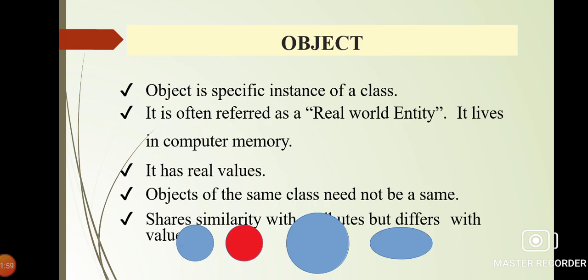So the next one is object. An object is a specific instance of a particular class. It is often referred to as a real world entity. It lives in computer memory. It has real values, and objects of the same class need not be the same. It shares similarity with others but differs in values.